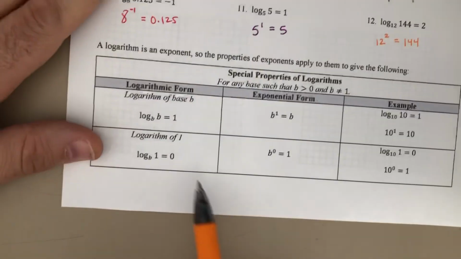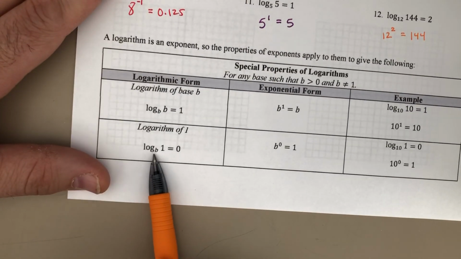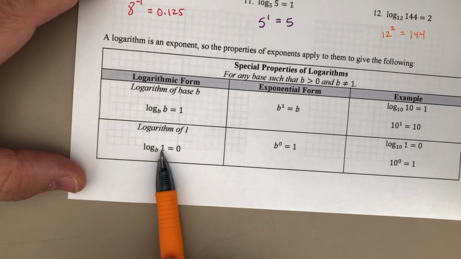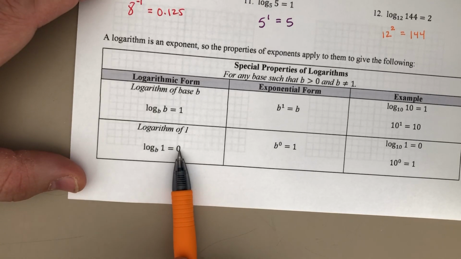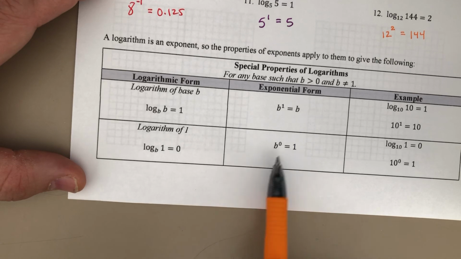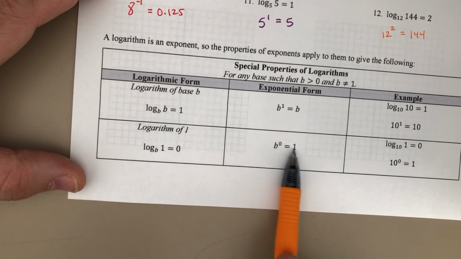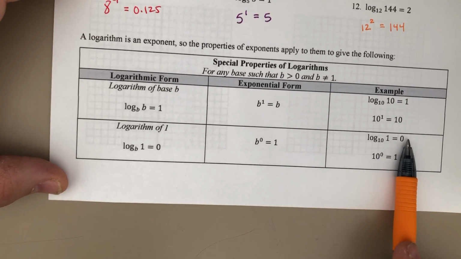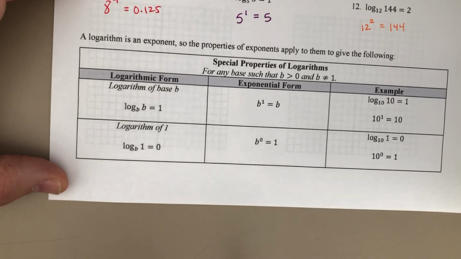If you take the logarithm of 1, no matter what the base is, it doesn't matter. If you do log base b of 1, that's always going to equal 0. Because, again, go back to the exponential form, b to the 0. Any number raised to the 0 power is 1. So another example, log base 10 of 1 equals 0. That's because 10 to the 0 is 1.